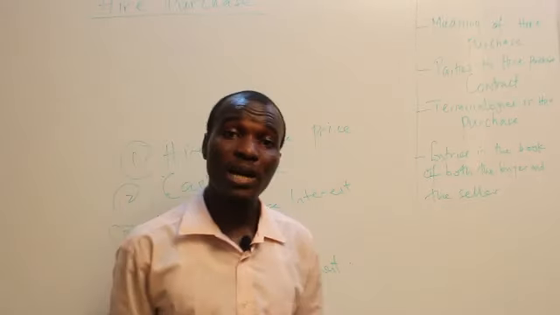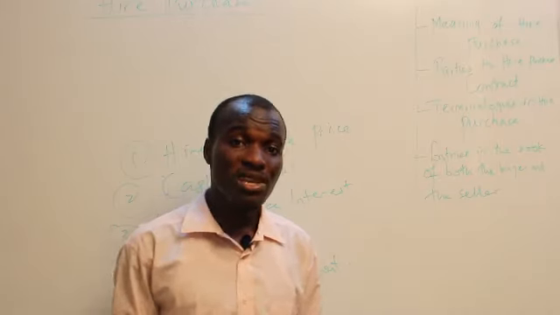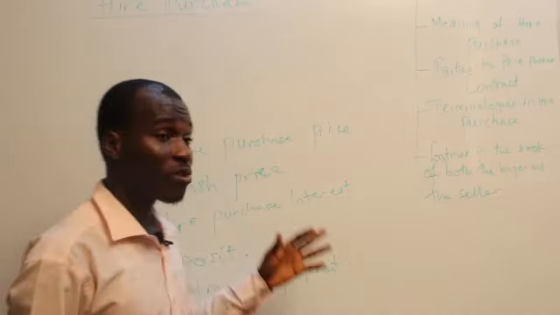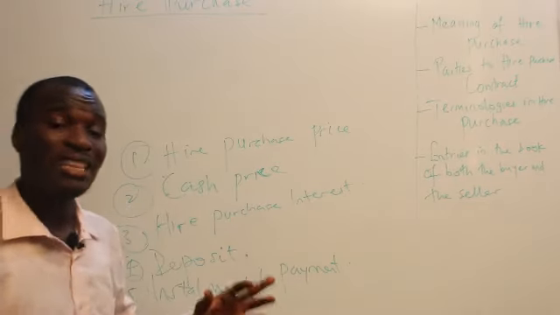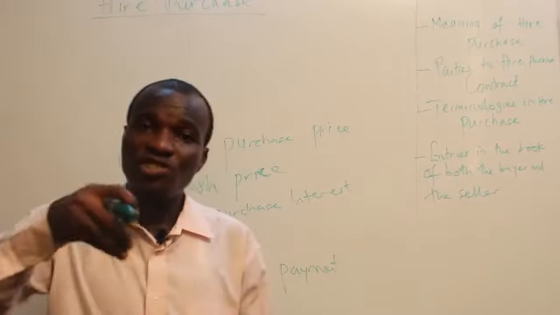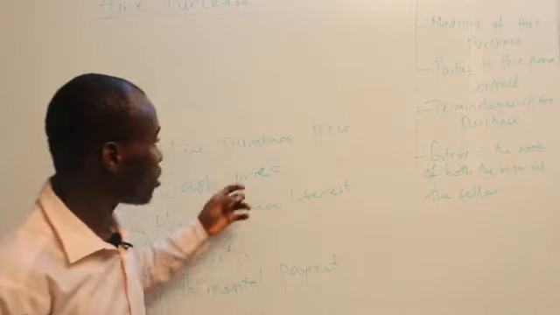So next one, we have hire purchase interest. This is the interest to be paid by the buyer if he is to buy the goods on hire purchase. So it means the hire purchase price will consist of the cash price plus hire purchase interest. Whenever an item is to be bought on hire purchase, interest will be added to the cash price to give us the hire purchase price.